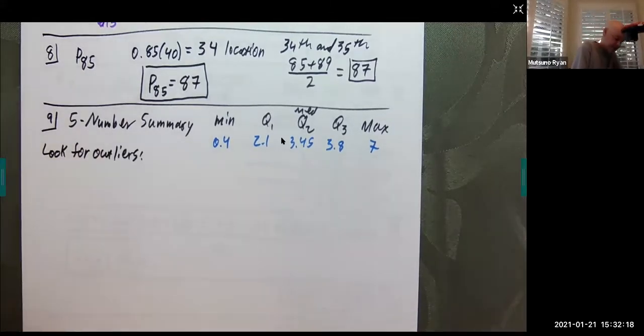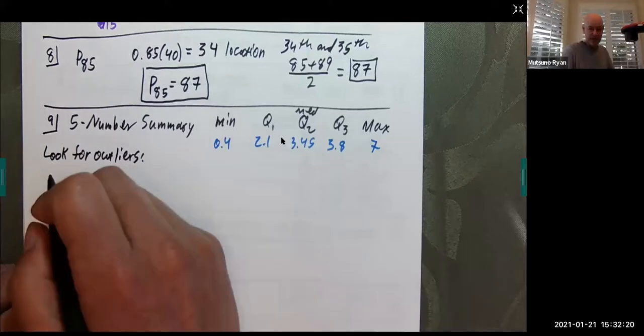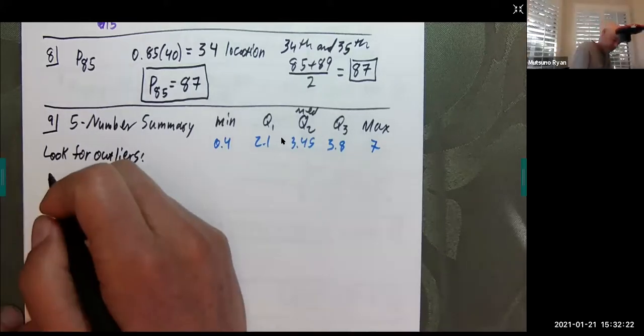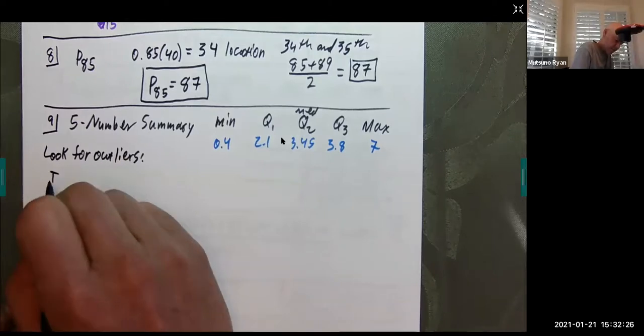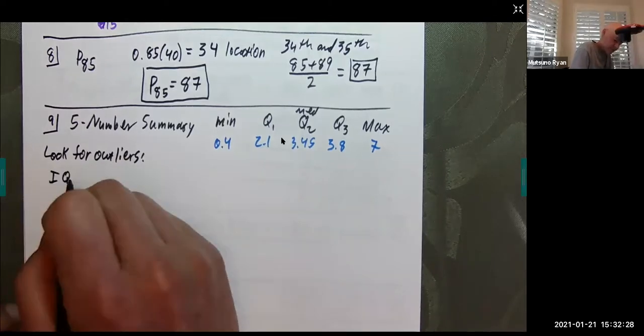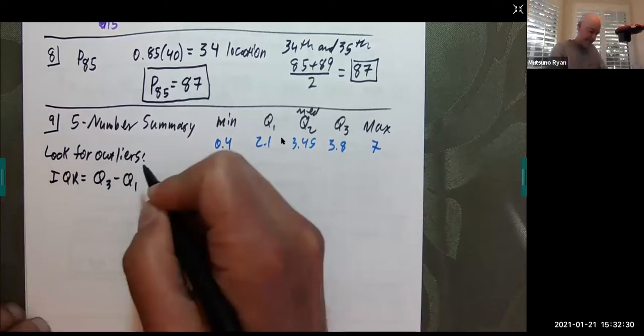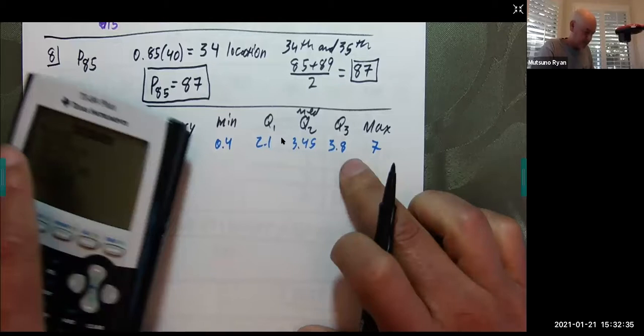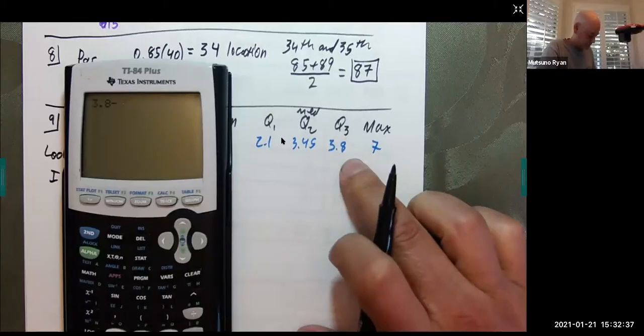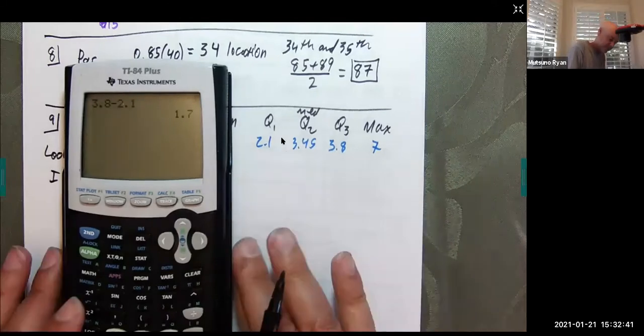So I need to find the IQR. That's the interquartile range. So the IQR, if you remember, is Q sub 3 minus Q sub 1. So 3.8 minus 2.1. That's 1.7.